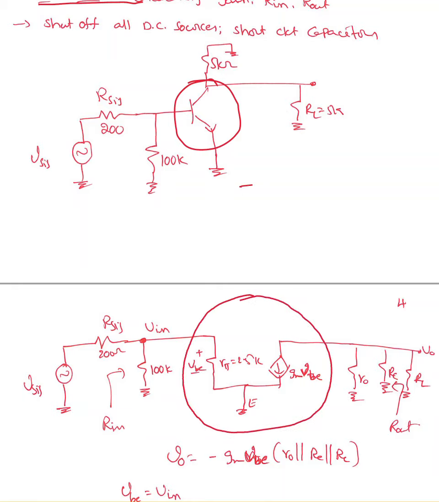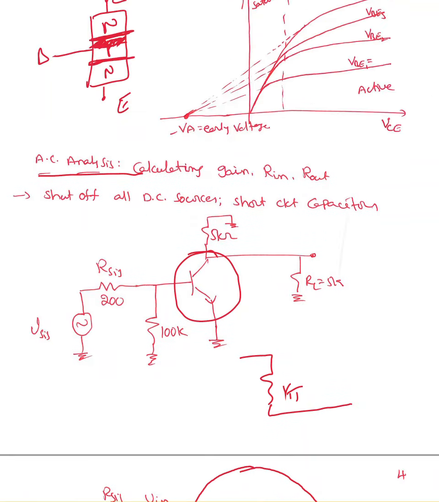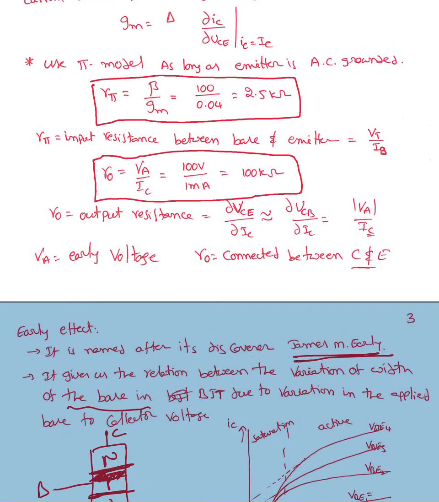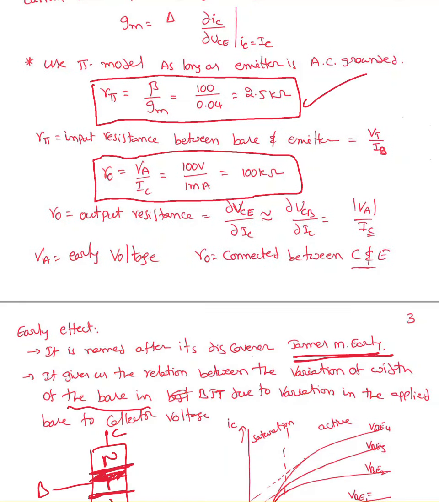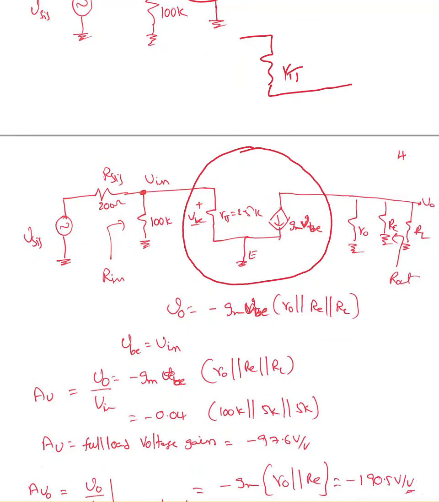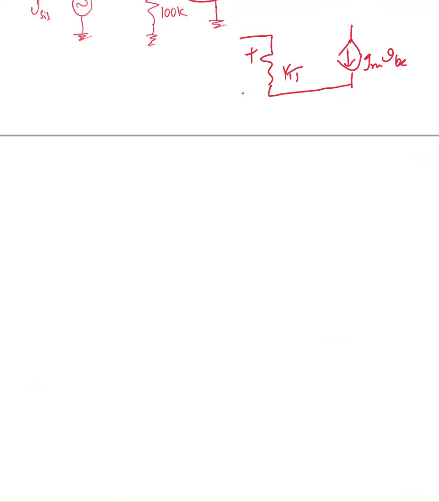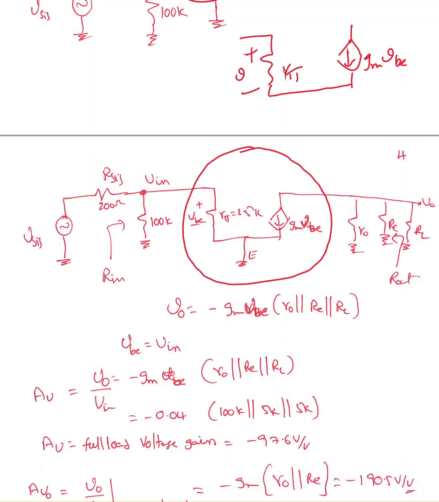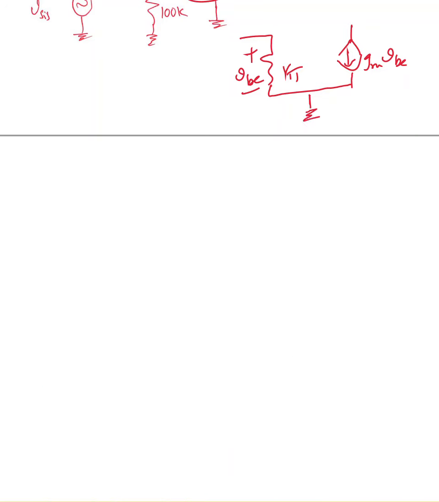So we have R pi here, and the R pi value we already found above. Where is it? Beta over gm, 2.5 kilo ohms. Okay, now we have R pi and gm times VB. VB is the voltage right there across that R pi, and the emitter is grounded.